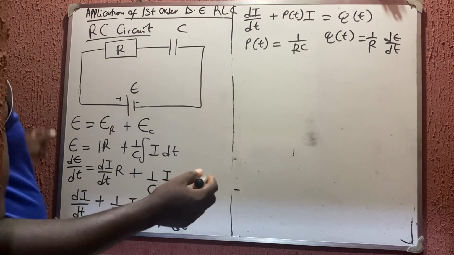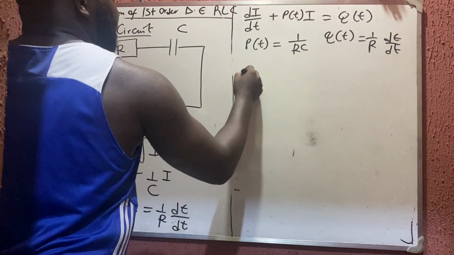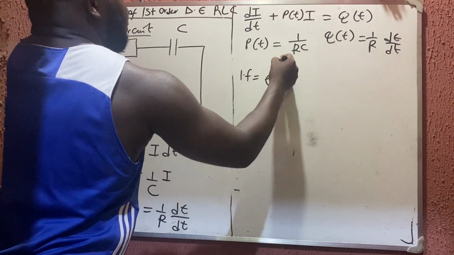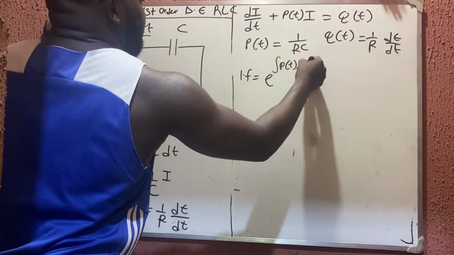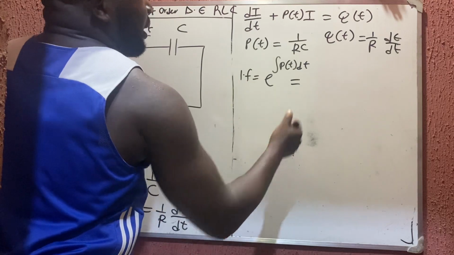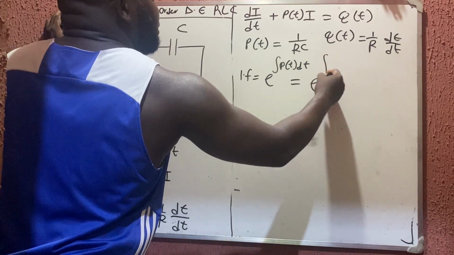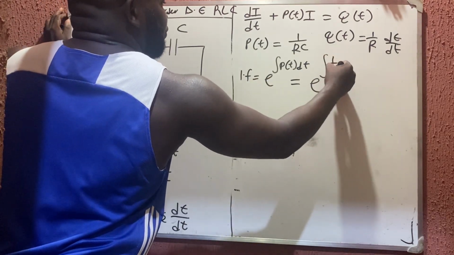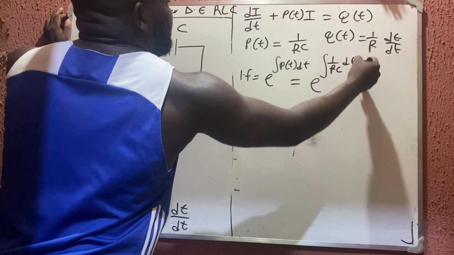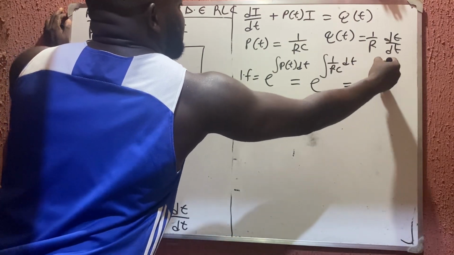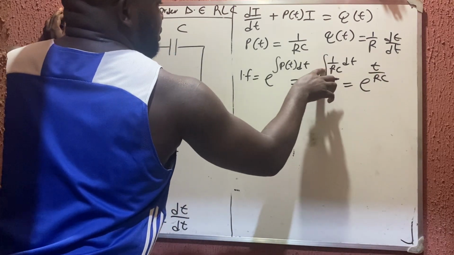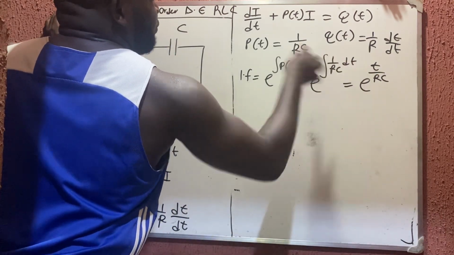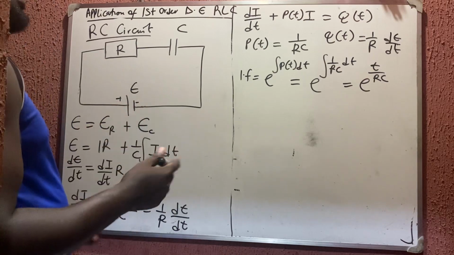Now what we need to get is our integrating factor. So our integrating factor is simply e raised to the power of the integral of P of t dt. You just need to know this formula, which is e raised to the power of the integral of 1 over RC dt, which is equal to t over RC, because differentiation cancels integration, I'm left with t over RC. This is our integrating factor.